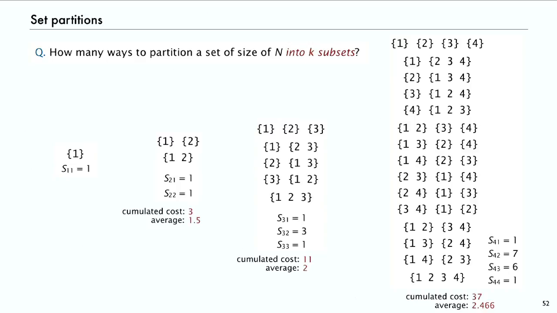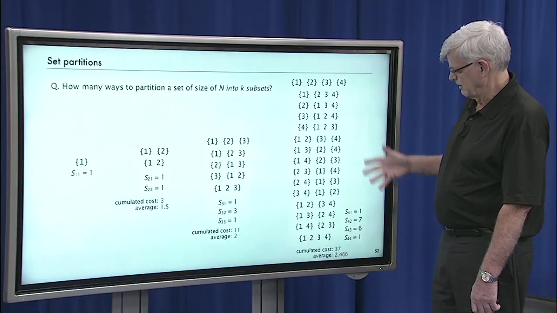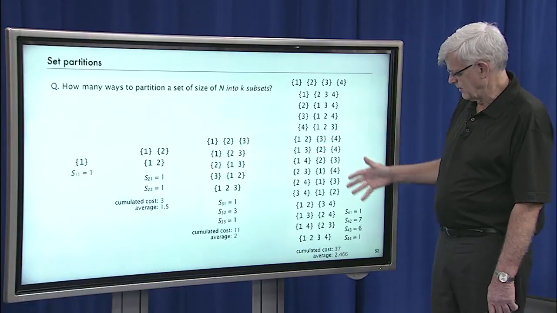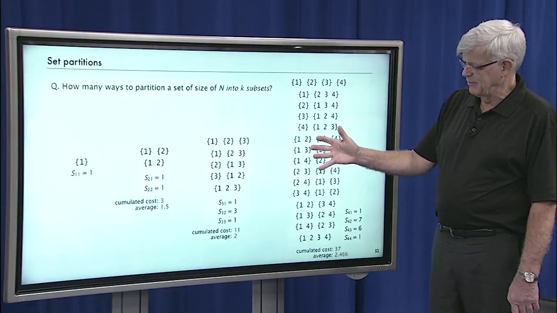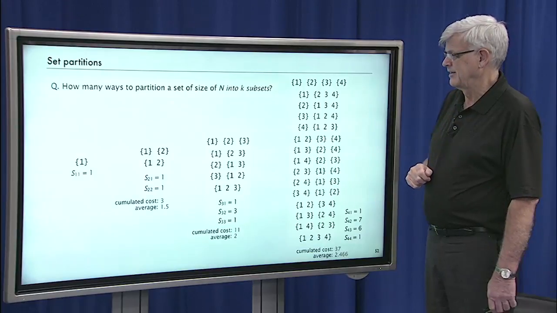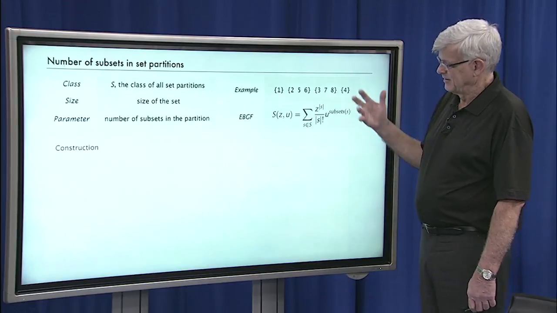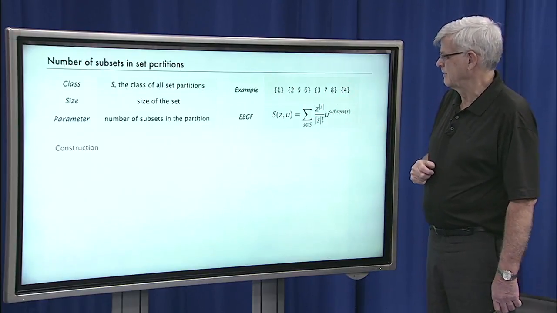For 3, as I just said, there's one that has just 1 subset. There's one that has 3 subsets, and the rest of them have 2. For 4, it's 1, 7, 6, 1, and we can compute the accumulated cost and the average. And maybe you recognize these numbers, but let's use the symbolic method to study it for now.